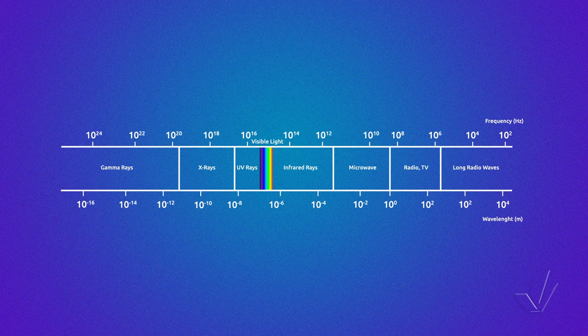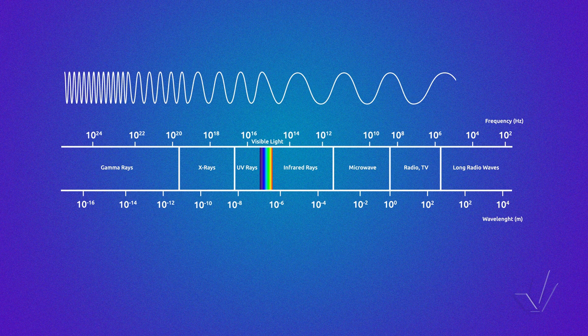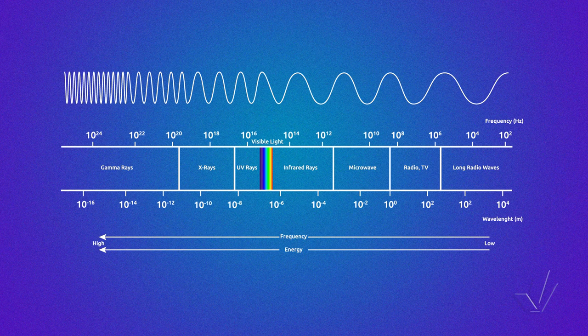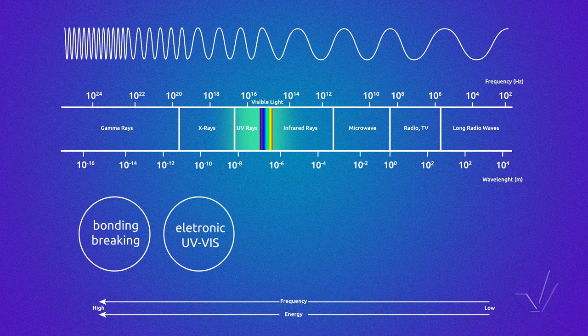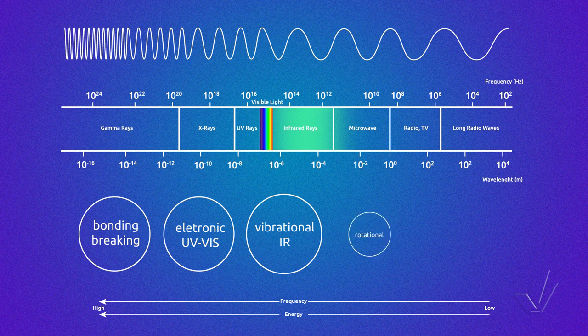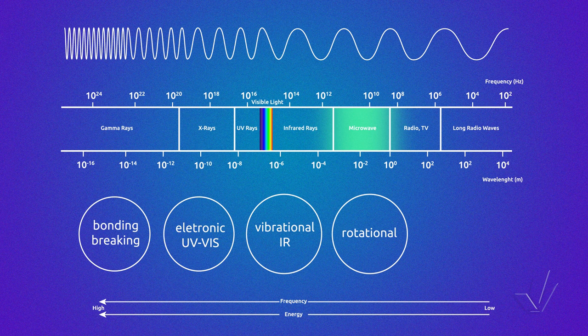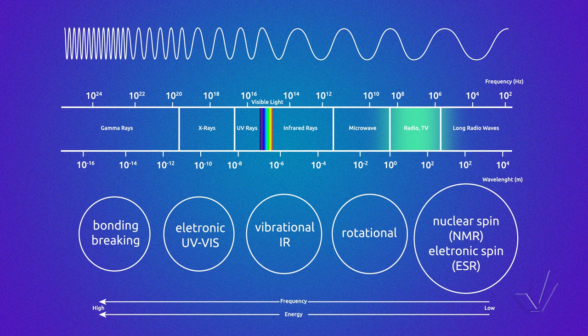Here we can see the electromagnetic spectrum, where the wavelength increases to the right and the energy and frequency to the left. We have the other spectroscopies: the ultraviolet-visible, where the electronic transitions occur; the infrared, where the molecules absorb the energy for their vibrational movements; microwave, which is in the range of the rotational energy; and finally, radio frequency is the range of the nuclear and electronic spin energy. As you can see, the energy involved in NMR is very small.